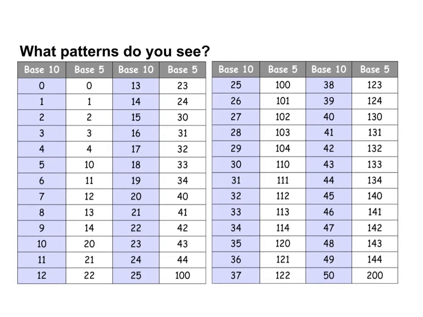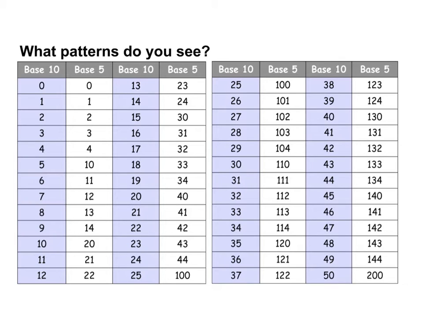Take a look at this chart comparing the numerals for the base 10 system, that's what we're used to, compared to a base 5 system. So our units are in blue and base 5 is in white. Take a moment and notice the patterns. What do you observe? What do you see? Go ahead and pause this video to take a moment to think.